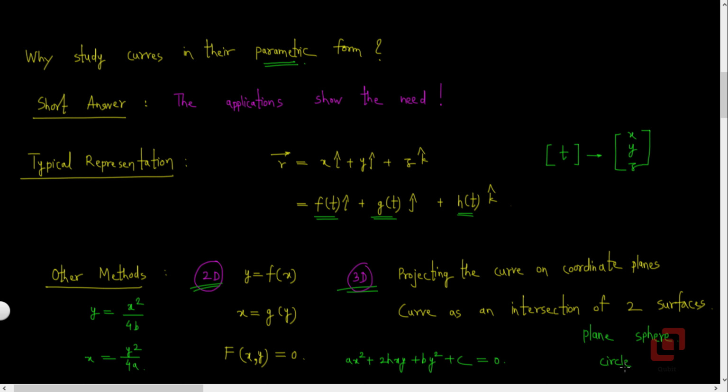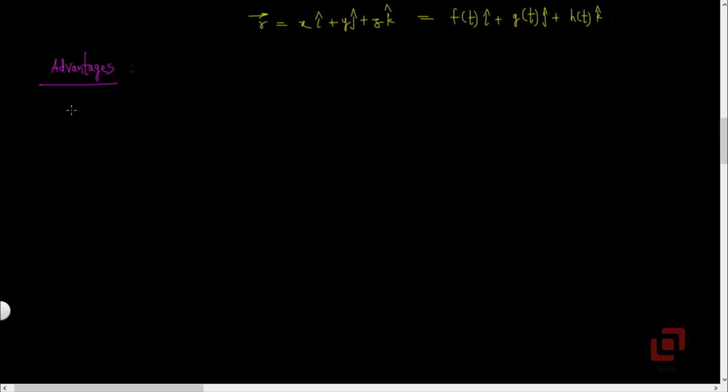In other words, to represent a circle in 3 dimensions this way, we have to specify the equation of the sphere S equal to 0 and the equation of the plane P equal to 0. So these two equations collectively represent a circle in 3 dimensions, which is the intersection of the surface of the plane and that of the sphere.